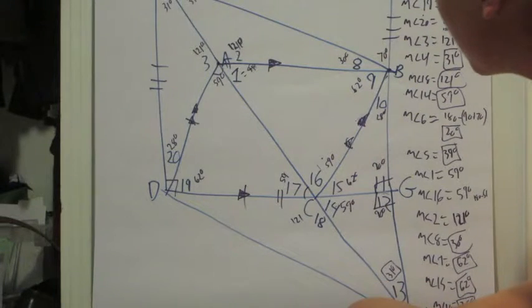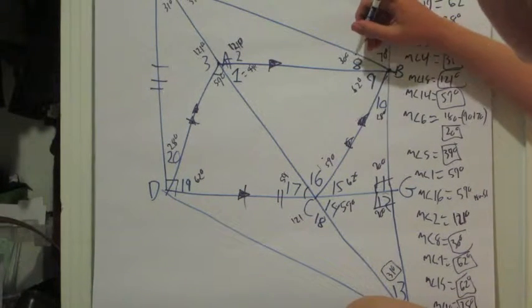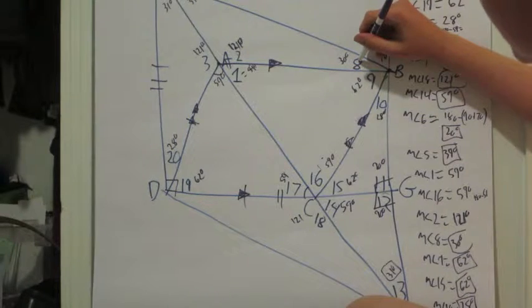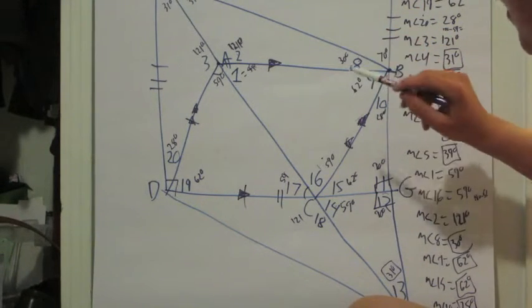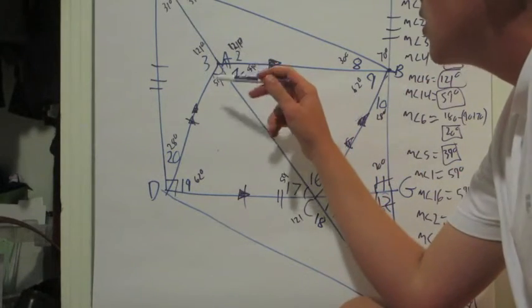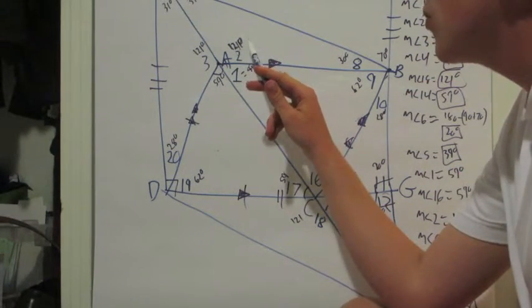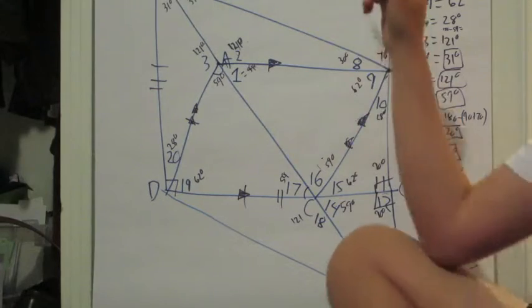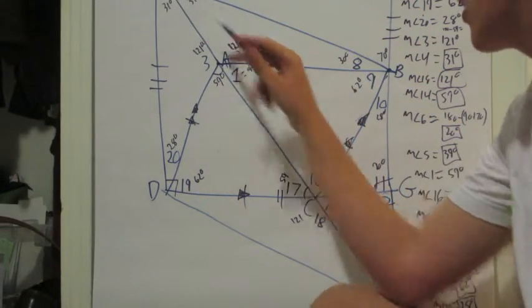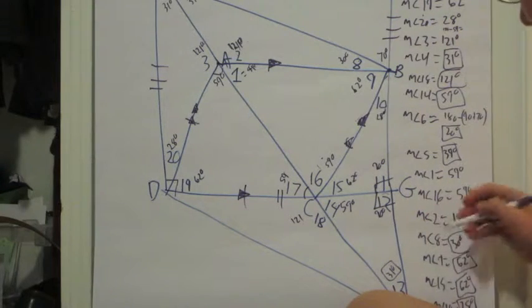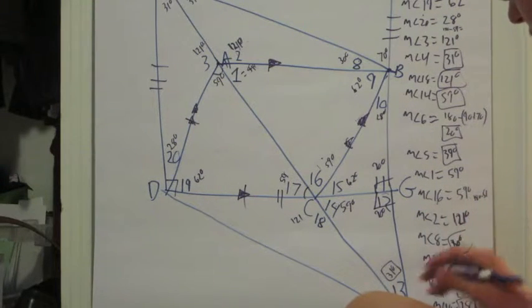The next measure that we can figure out is the measure of angle 8. The measure of angle 8 would be 30 because of these two parts being 121 and 39, and you subtract 180 minus 121 and 39 to get 30 for the measure of angle 8.